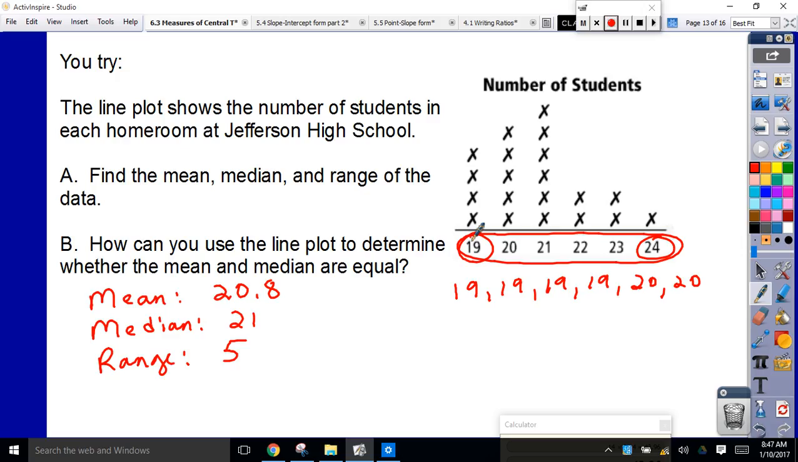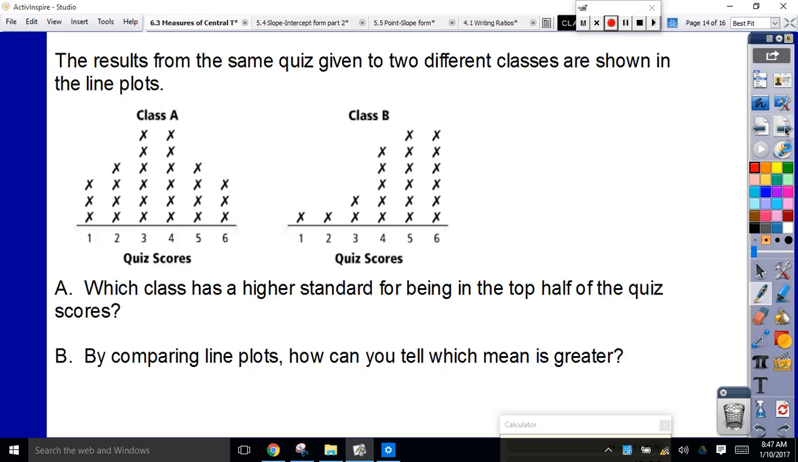Okay, along those lines, let's look at the next problem. The results from the same quiz given to 2 different classes are shown in the line plots. This is worded kind of strangely, I think. I think this came out of your textbook. Which class has a higher standard for being in the top half of the quiz scores? In other words, which class did better overall on the quiz. Sophia? Class B.